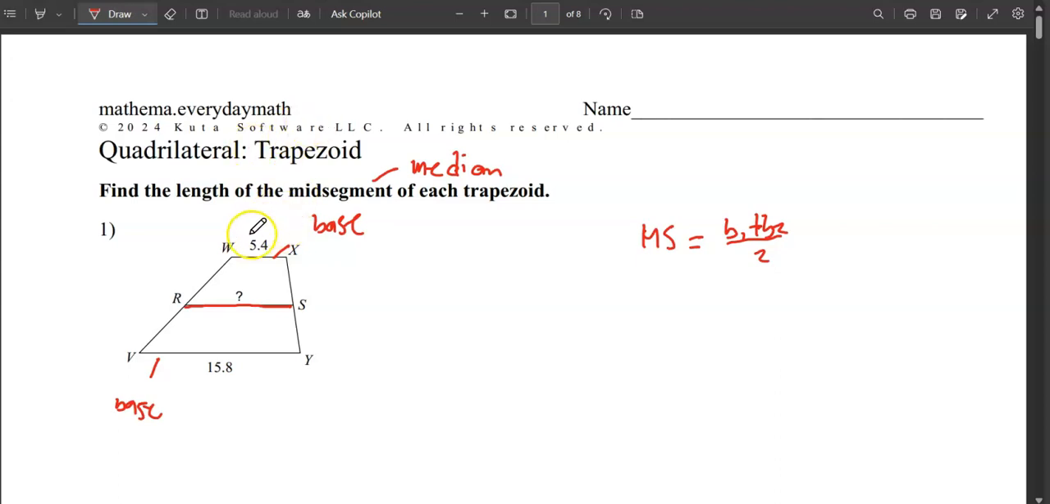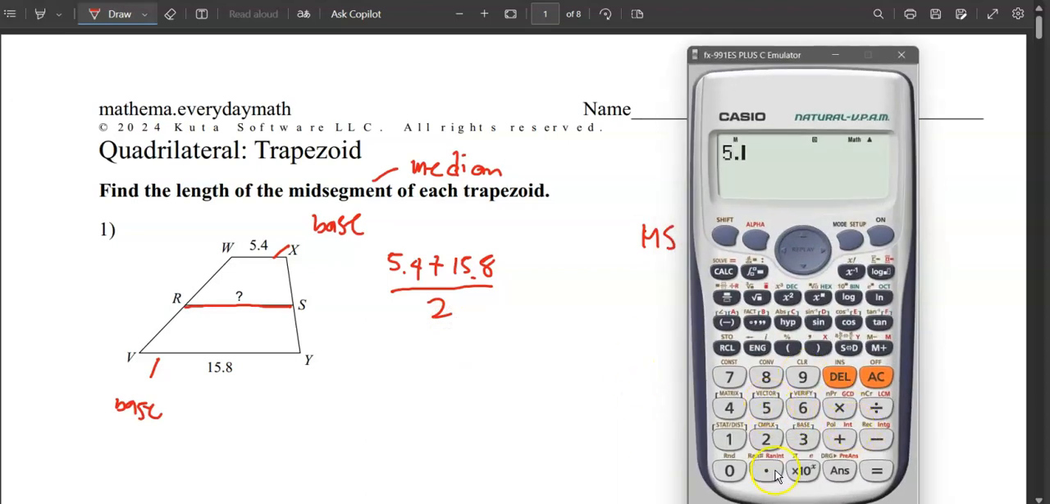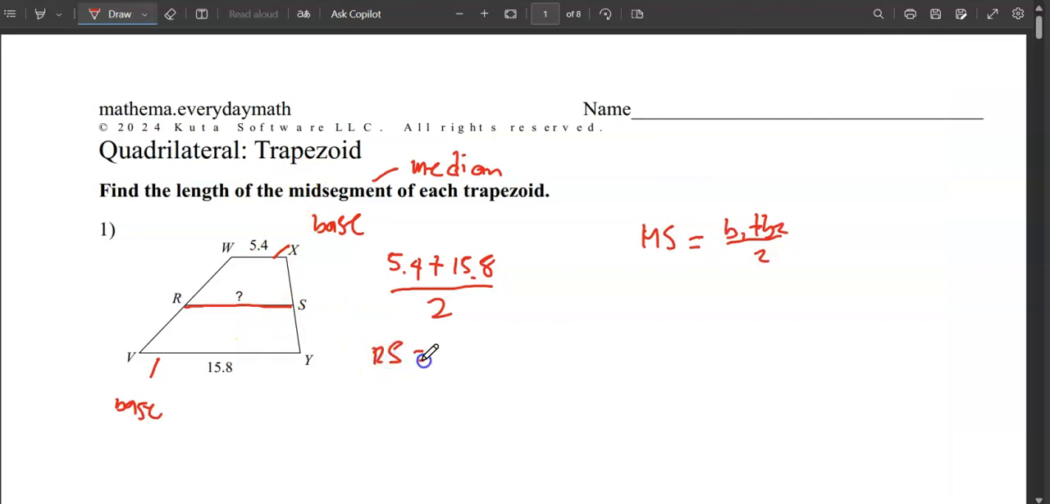So in this example, we have here 5.4 plus 15.8 divided by 2. Let me just grab my calculator. 5.4 plus 15.8 gives us 21.2, divided by 2. This will give us 10.6. So meaning to say, RS equals 10.6. This will be our answer.